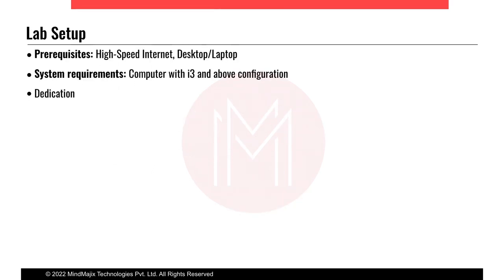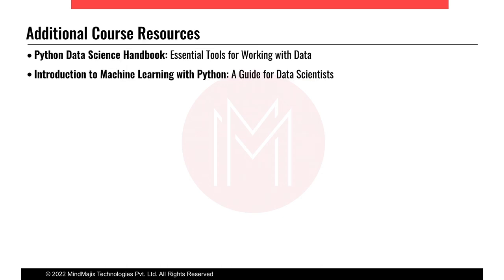Lab setup. The prerequisites are high speed internet and a desktop or laptop. Coming to system requirements, a computer with i3 and above configuration, dedication, and some basic knowledge of Python programming. And one more important thing I want to tell you, that we can use different programming languages like Python, R, or Julia for data science. We can even use JavaScript, but most people use Python programming, which has more advantages over other programming languages.